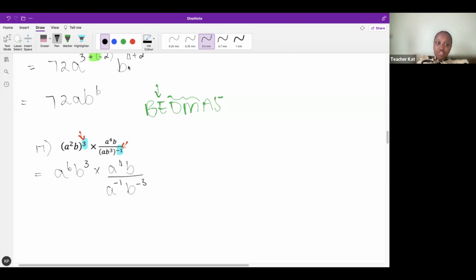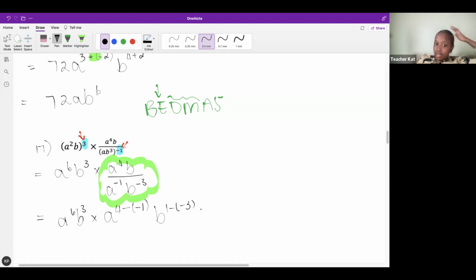Now let's move on to division, which means we are working over here. Step by step. Don't skip steps, okay? A6, B3 times. If we are dividing, what do we do with my exponents? Subtract. So it's going to be a to the power of 4 minus negative 1, and b to the power of 1 minus negative 3. Okay. So this will be equal to a to the power of 6, b3. This minus minus is going to cause what?